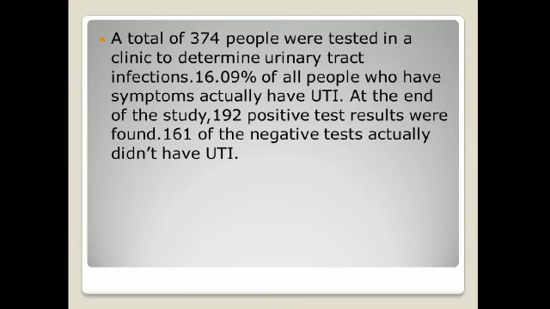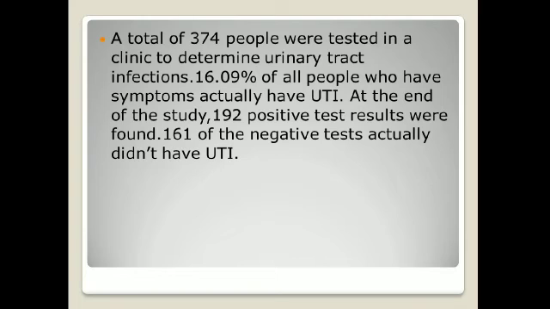At the end of the study, 192 positive test results were found. Means the total number of positive tests was 192. Okay, and 192 is the total of A plus B. I'll show you in the table in the next slides. And 161 of the negative tests actually didn't have UTI. So after doing the test, they found out that 161 people were not having UTI and the test also shows negative.